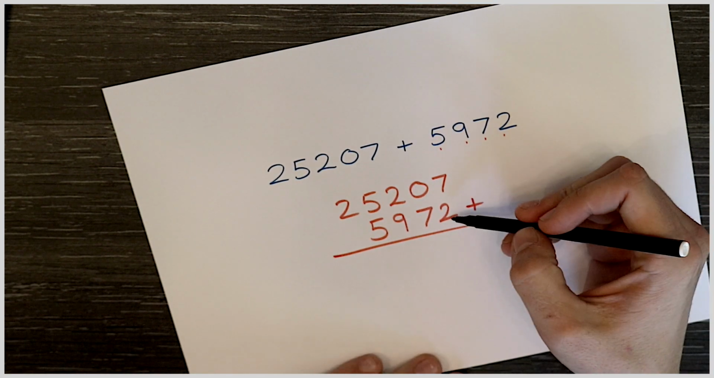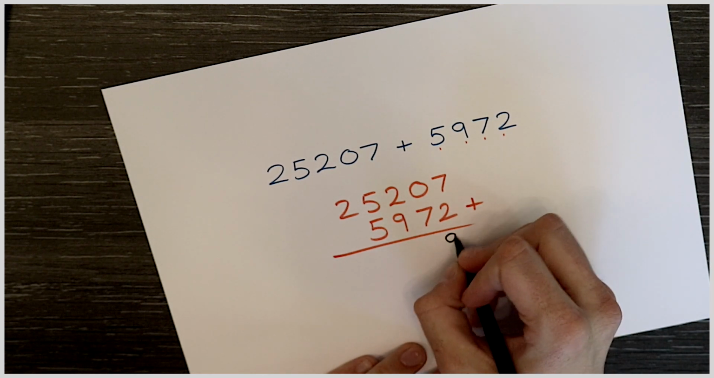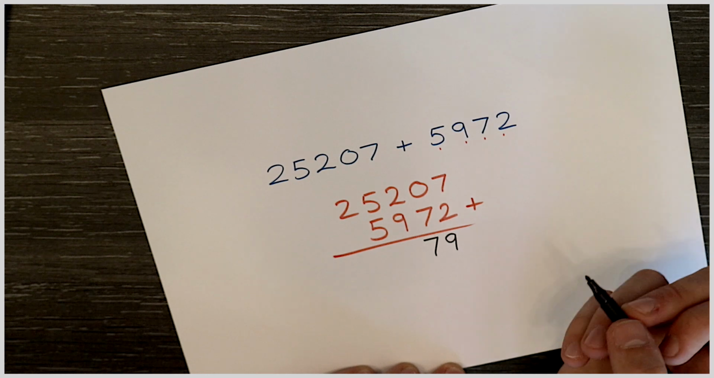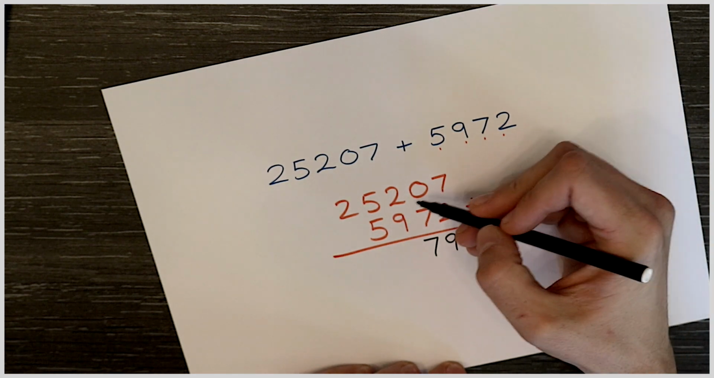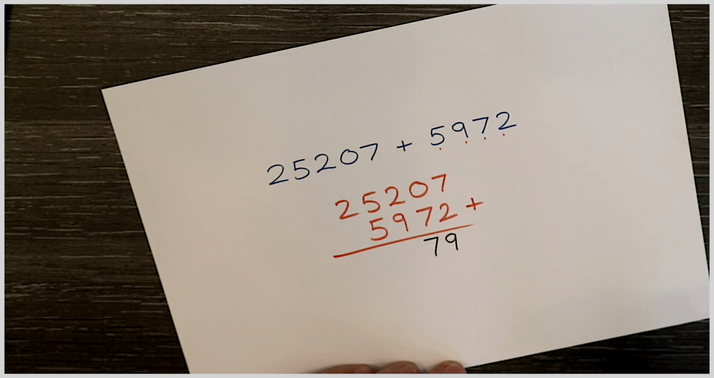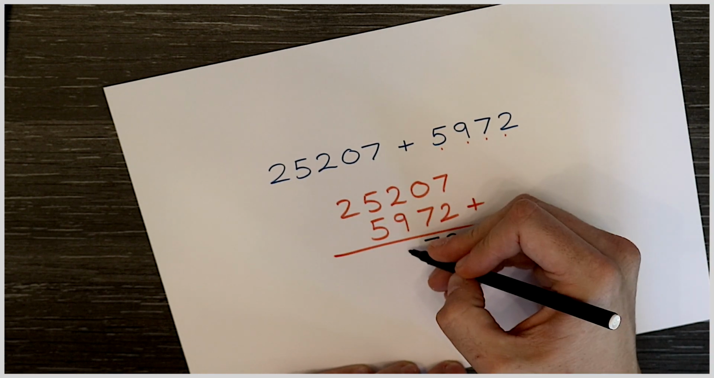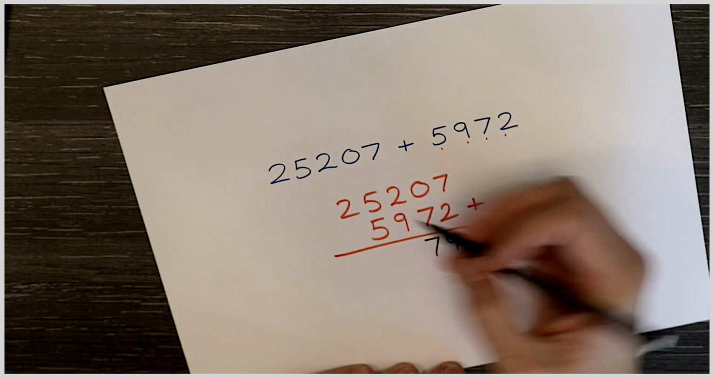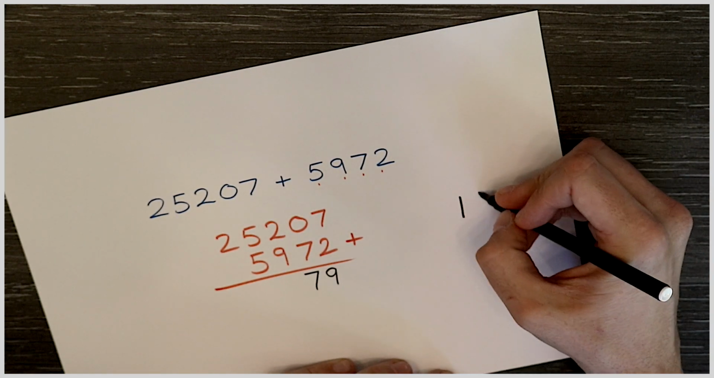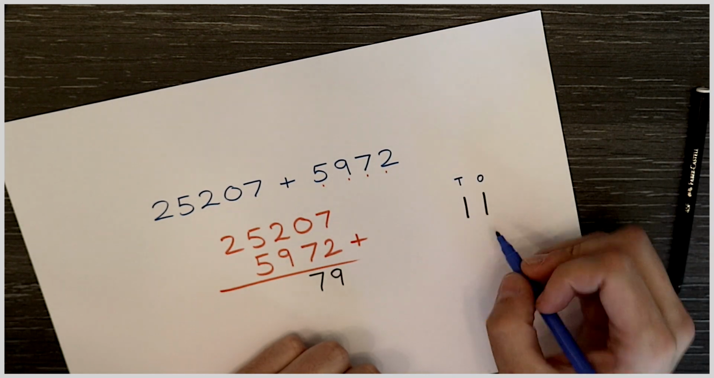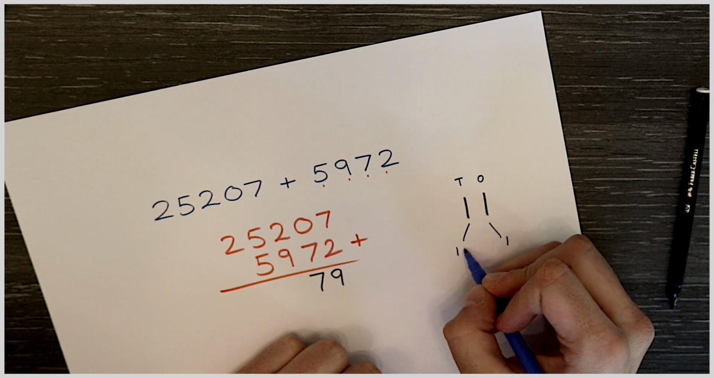So we get a 7 and a 2, which is 9. We get a 0 and a 7, 7. Easy so far, single digits. Now, we get a 2 and a 9. We know that 9 and 2, 2 and 9, is 11. So we haven't got space to put 11 here because it's only one number allowed. So if you think about 11, 11 is made up of 1s and 10s. You have 1 and you have 10.